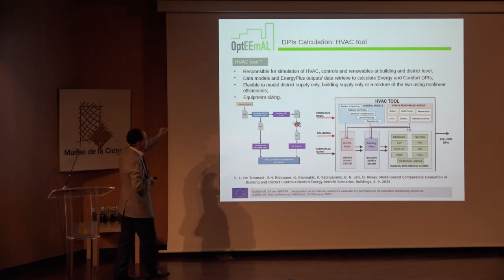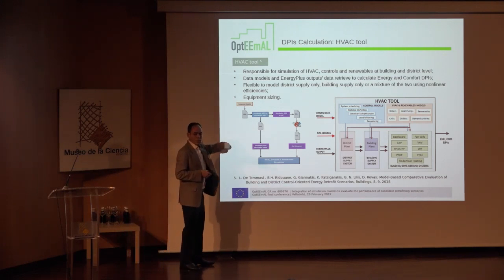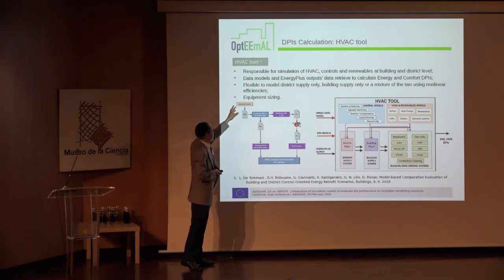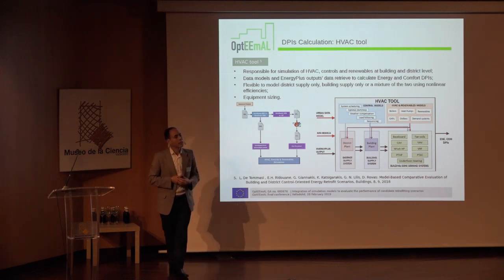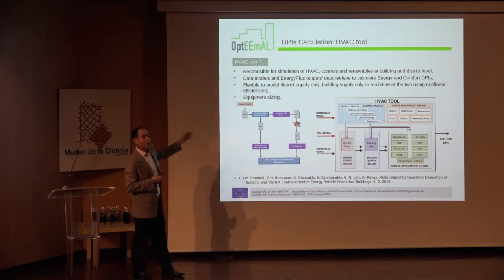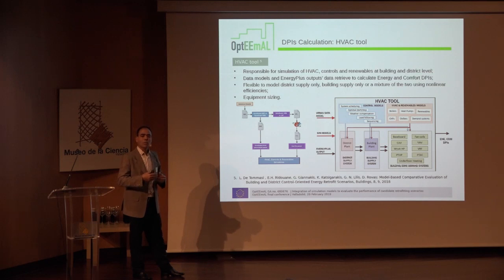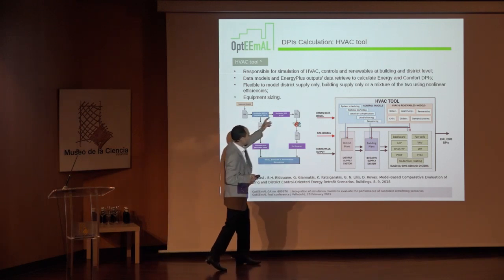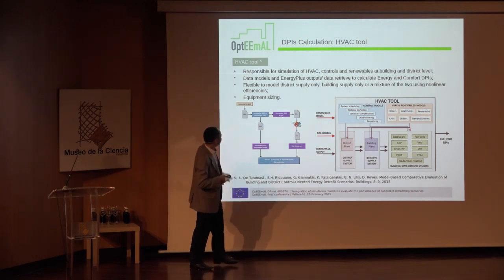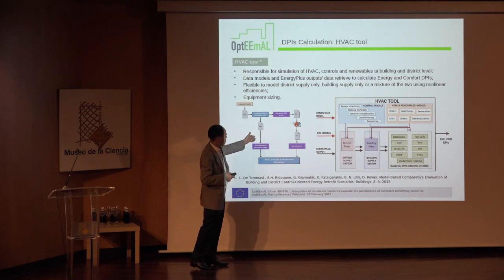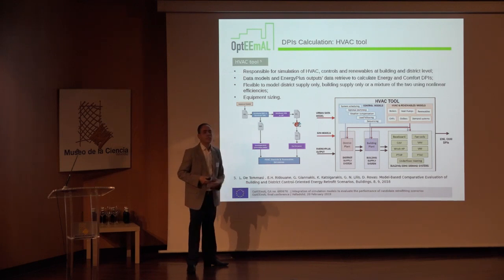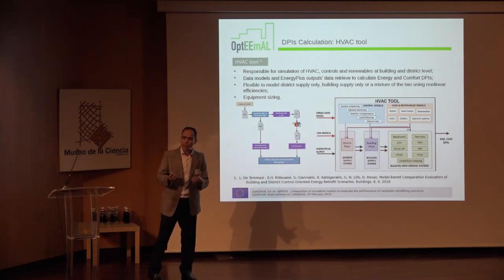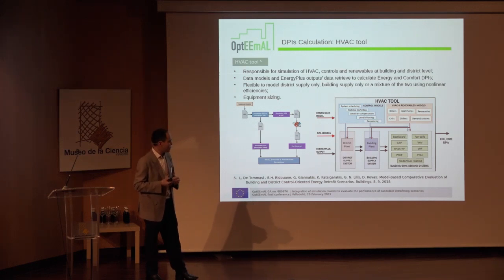On the top is the district data model that Gonzalo was describing earlier. And from there, we generate data models that go through a number of transformations to provide inputs on the one hand to the Energy Plus tool, as you can see here, and on the other hand, inputs to the HVAC tool in terms of system parameters, like equipment parameters, like efficiency, and so on.